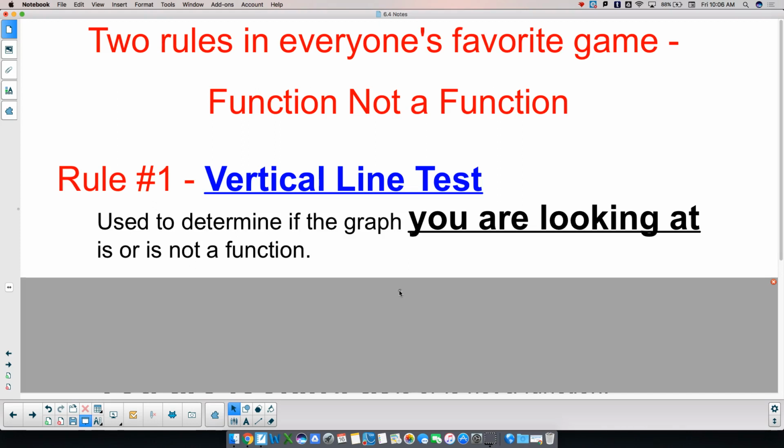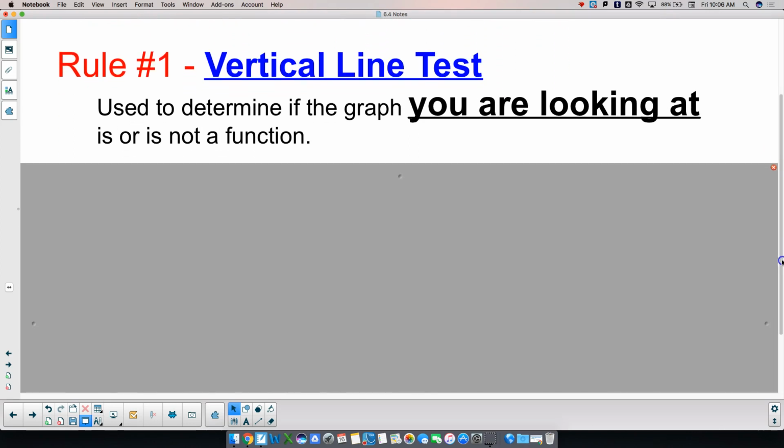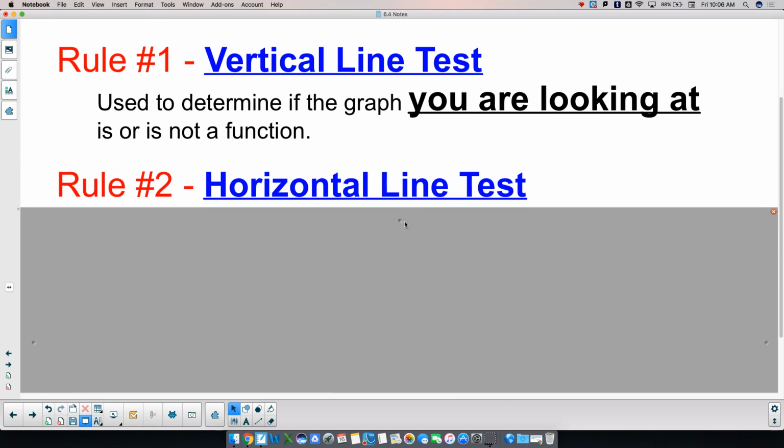Okay? Alright, good. And we've played that before. You've done it a bunch of times in previous math classes too. Today, I'm going to add rule number 2. Rule number 2 is going to deal with inverses. And rule number 2 is the horizontal line test.